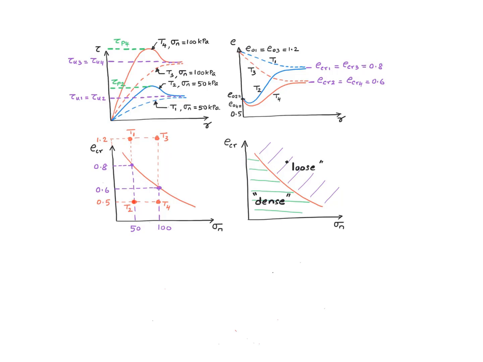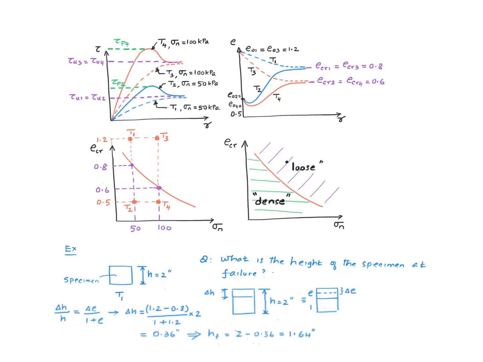Similarly for T2, it starts here and it travels like this, ends up over there. T3 starts here, travels like this, ends up over here. T4 starts here, travels vertically up, ends up over here. So if I tell you that the initial height of the specimen used in test number 1 is 2 inches, and ask you what the height of the specimen would be at failure, what would you say? So this is what I would do. We know the initial void ratio, we know the final void ratio, and therefore we know the change in void ratio, which is 1.2 minus 0.8, right?